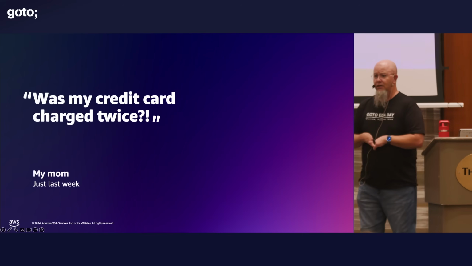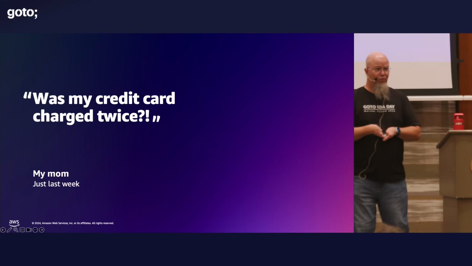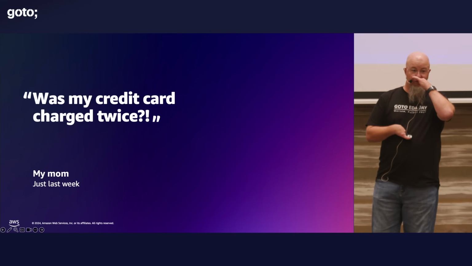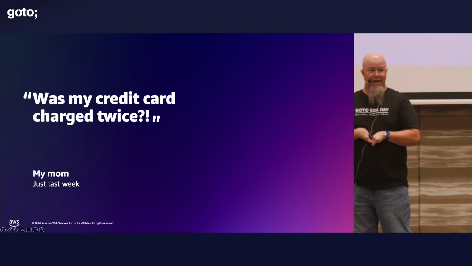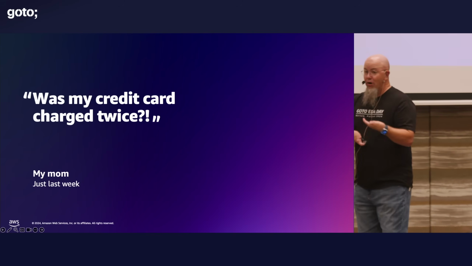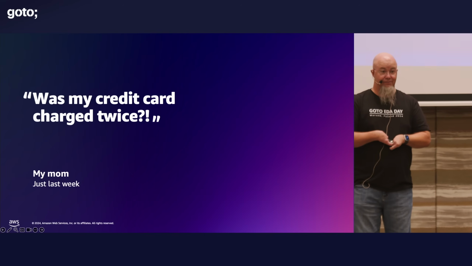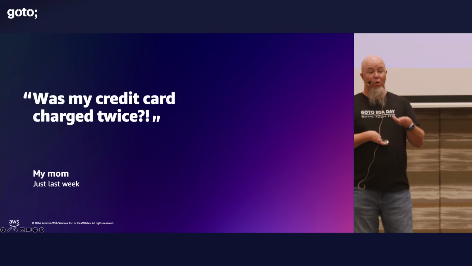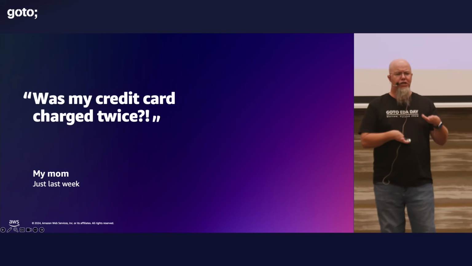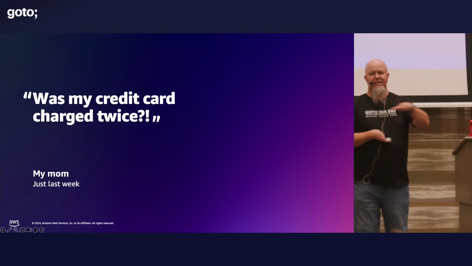It's this: was my credit card charged twice? From my mom, right? We get this call. I'm sure if y'all have parents, it's like, is something wrong? Am I getting hacked? Was my credit card charged twice? Things like that. Idempotency is a big deal, right? And so we need to be working with that. There are many things you can do, but more importantly, what can you do in the code before you ever get it into the database?